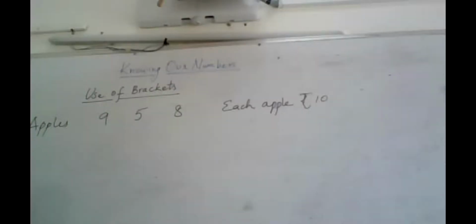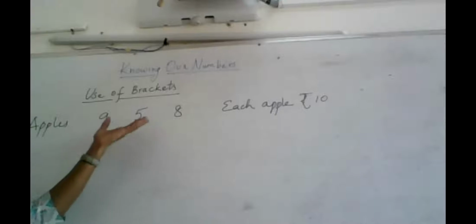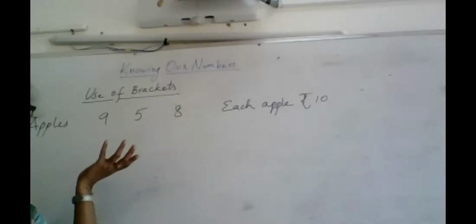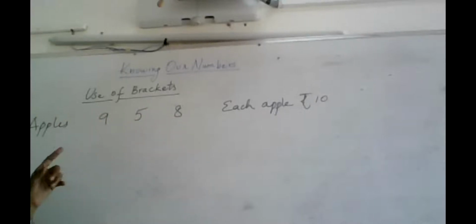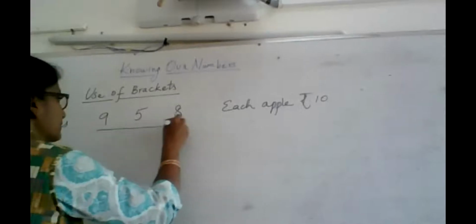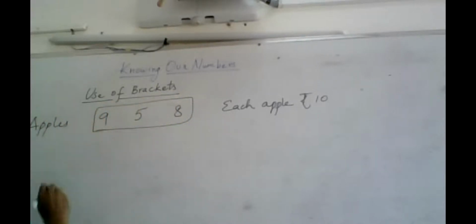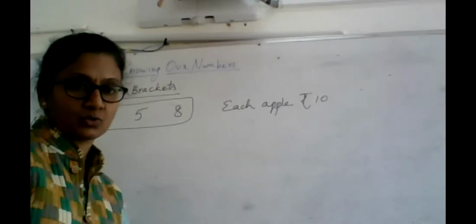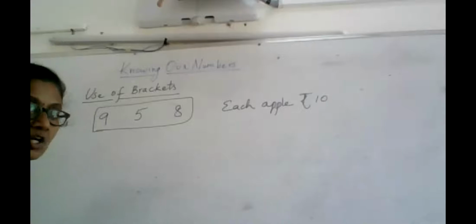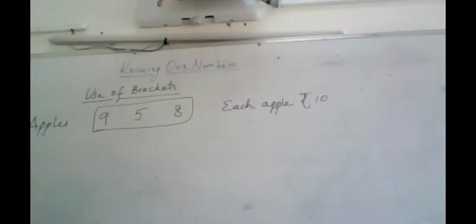So when each apple costs 10 rupees and these three girls go and buy 9, 5 and 8 apples, the father asks how you will total this. The number of apples is something to be done first. We should know how many apples were purchased together so that you can multiply that with 10 to get the total cost. So this is where the brackets are very, very important.